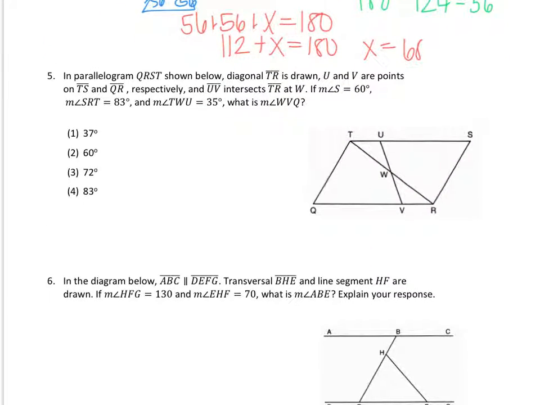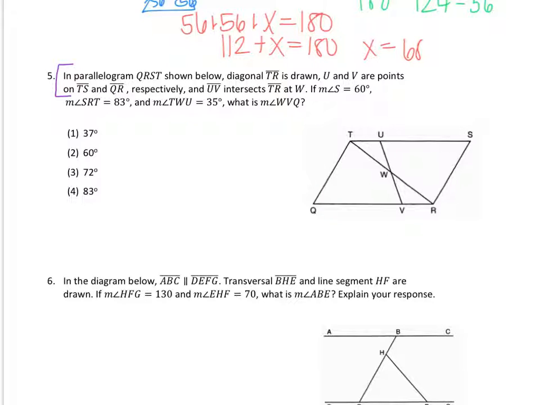Number 5 says, in parallelogram QRST shown below, diagonal TR is drawn. U and V are points on TS and QR respectively, and UV intersects TR at W. So they're just describing what's happening in this picture of the parallelogram. There's nothing to mark up yet, but they're just describing again what's occurring, what do you see, what's happening.